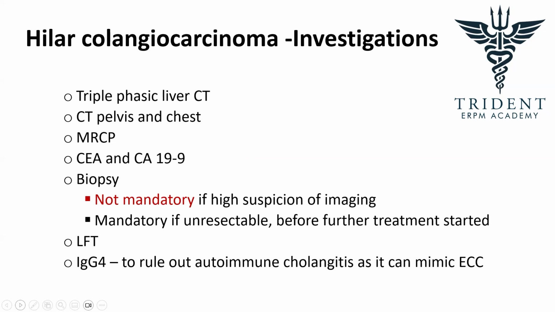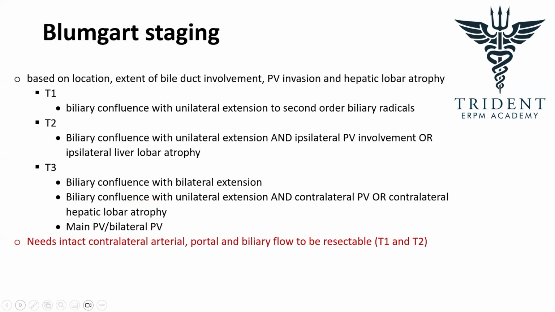Also the liver function test and the IgG4 level are important to rule out autoimmune cholangitis, as it can mimic extrahepatic cholangiocarcinomas. A little bit about the Bismuth-Corlette classification. It is based on the tumor location, the extent of bile duct involvement, and also portal vein invasion and hepatic lobe atrophy. So there are three grades, T1, T2, and T3.